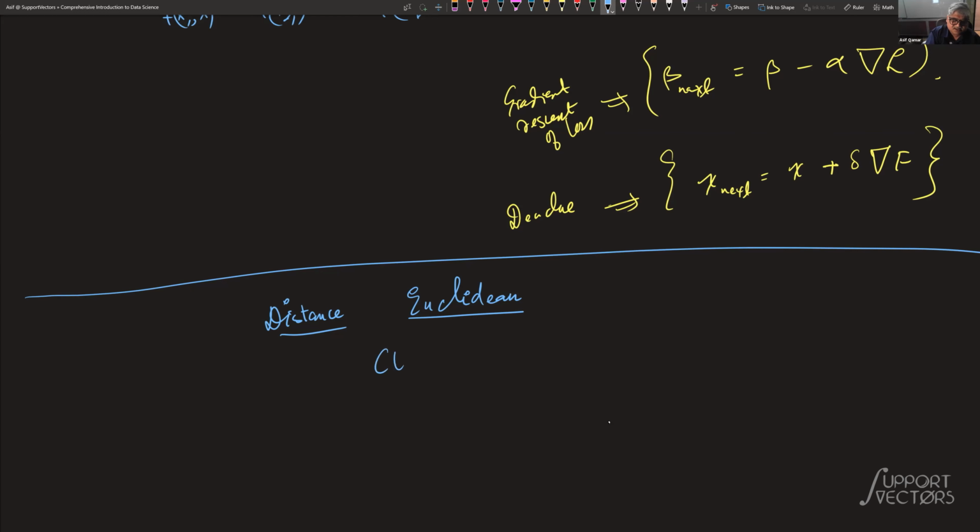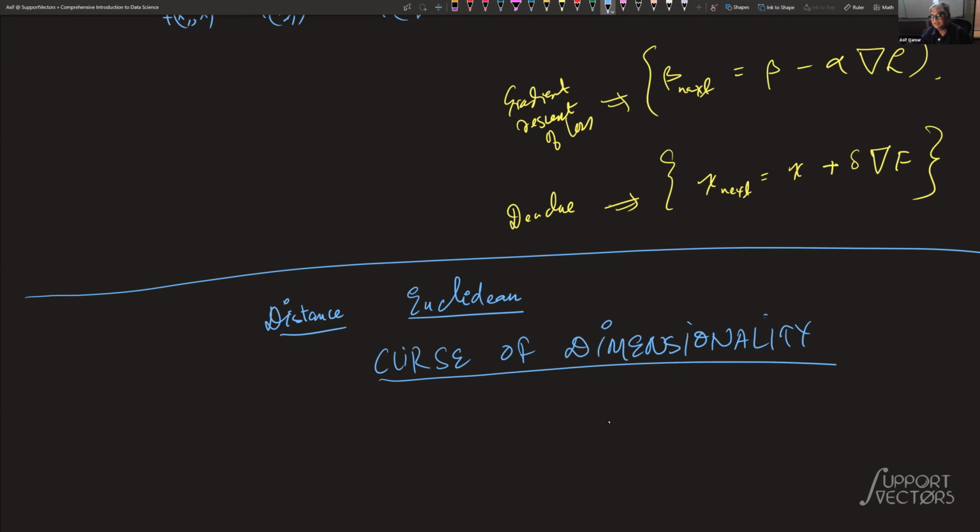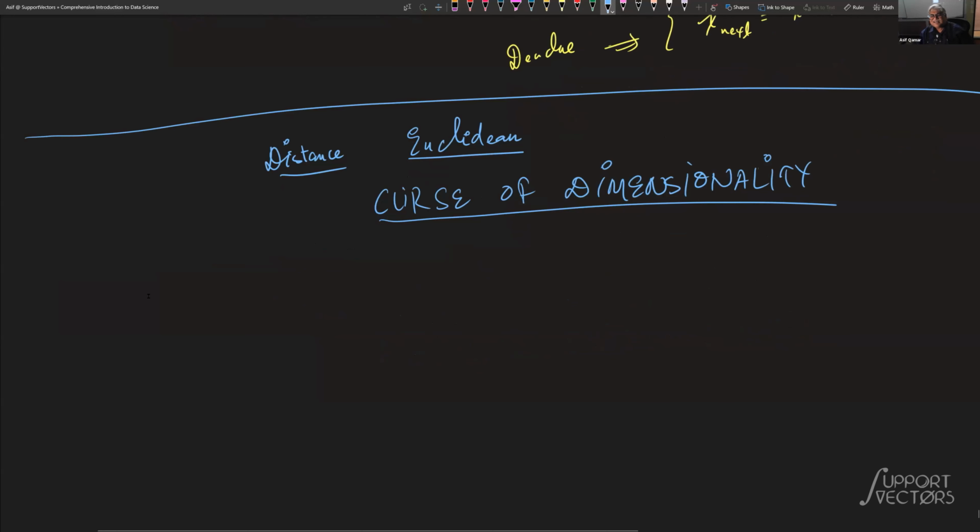It is called the curse of dimensionality. I will start with the curse, and then I'll talk about another class of algorithms called nearest neighbor methods. So what is this curse of dimensionality?